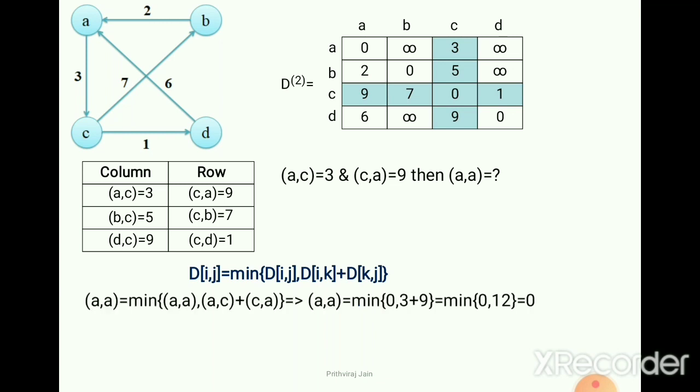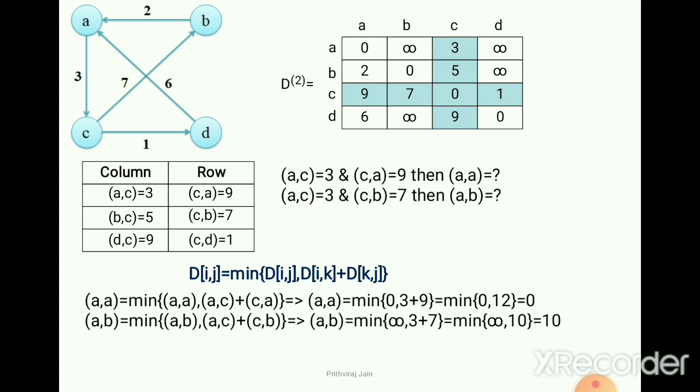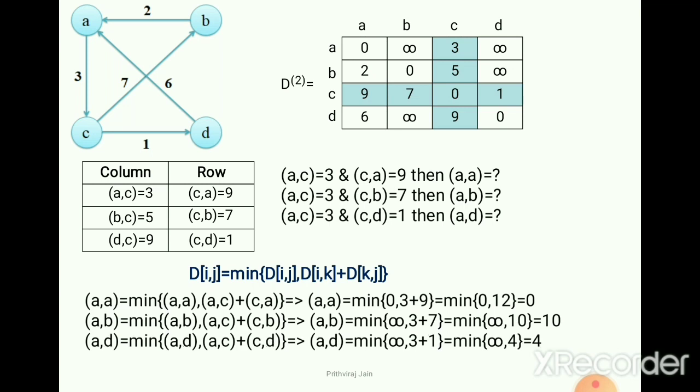So first let us see for A comma A. Here we will get the minimum of 0 comma 12, so the minimum is 0. Next, A comma C and C comma B, calculate for A comma B. We will get the value as 10. Then A comma C and C comma D, calculate for A comma D. We will get the value as 4. Next we have to perform the remaining combinations with B comma C.